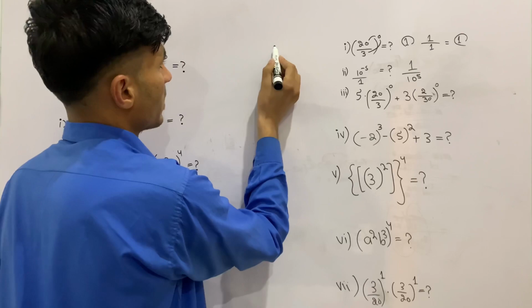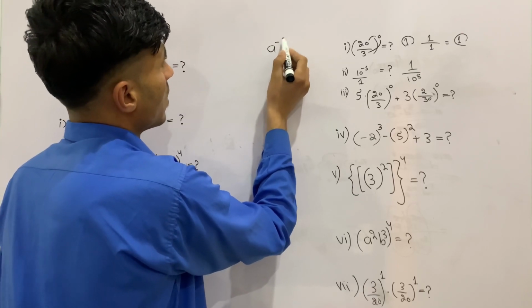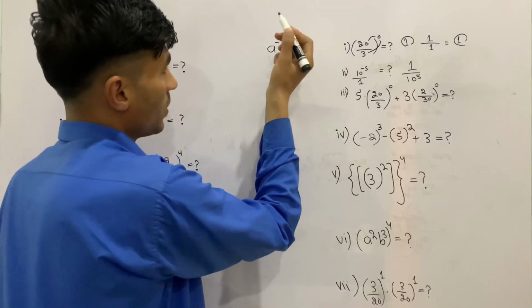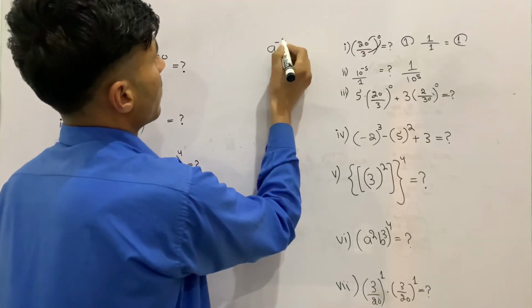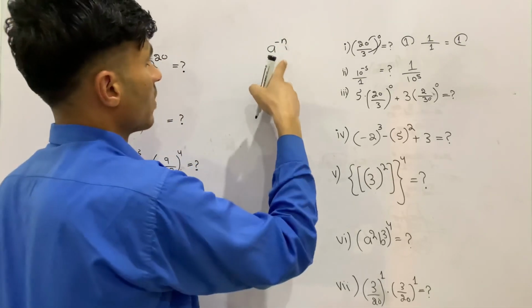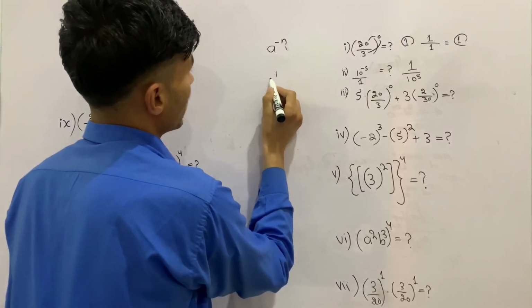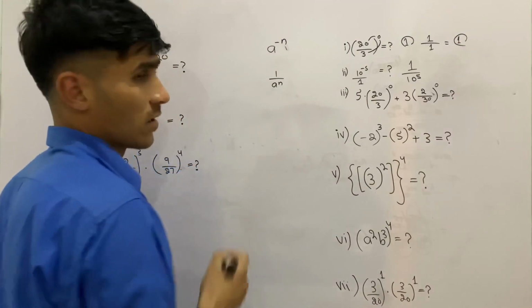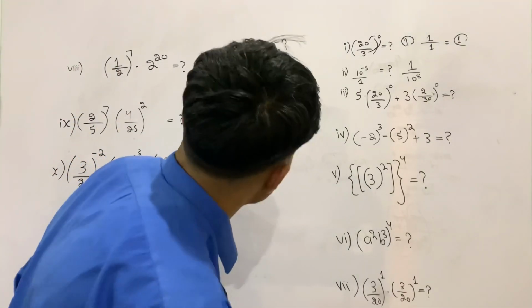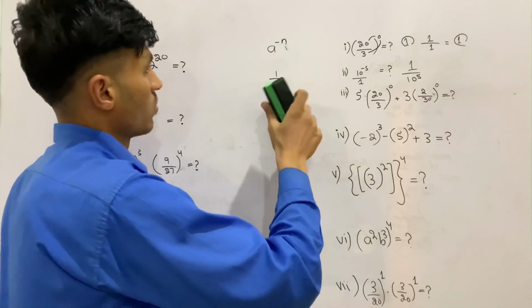This rule could be written as a to the negative n. If you want to change it, then you could write 1 over a to the positive n. You could do the reverse as well.